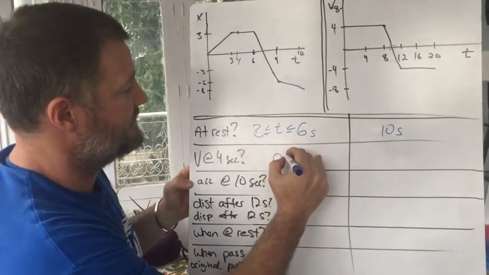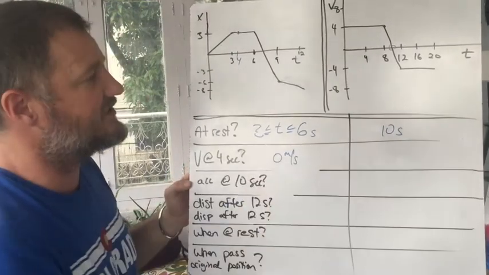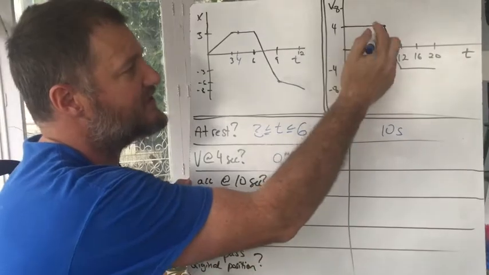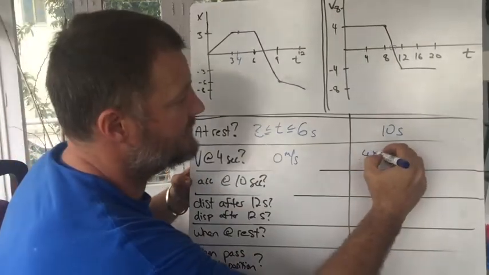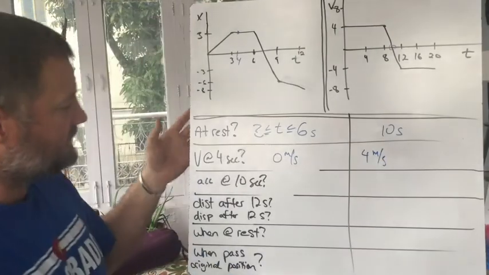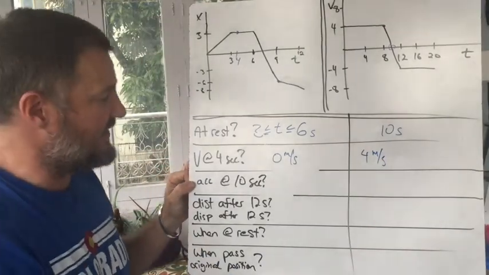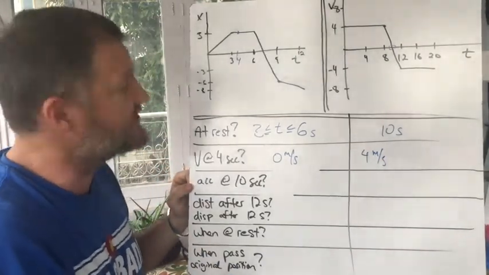So velocity is 0. But over here, after the 4th second, we still are moving 4 meters per second forward. And so you can see 4 meters per second. Now, what is the acceleration after 10 seconds?